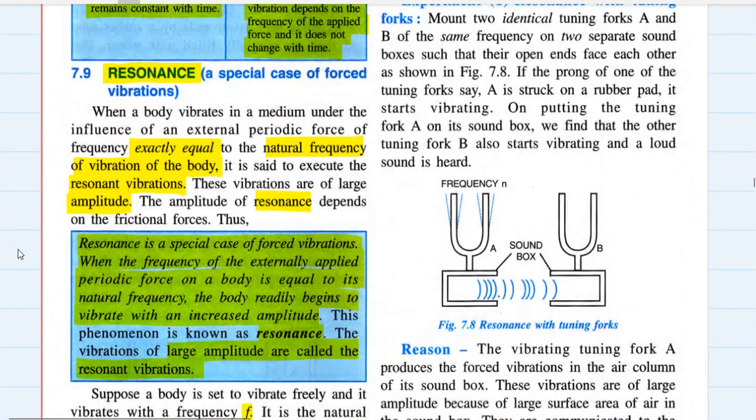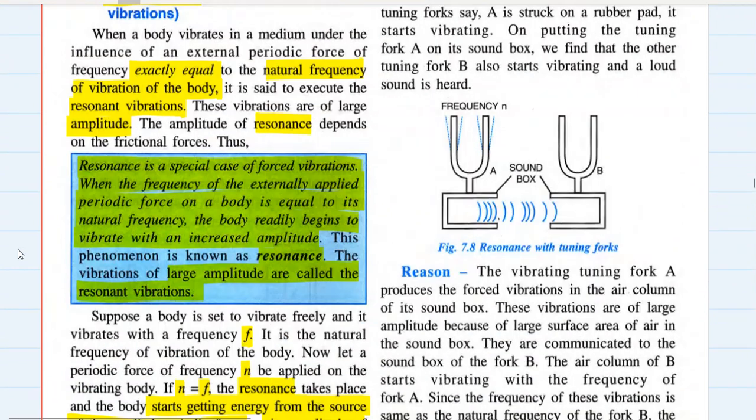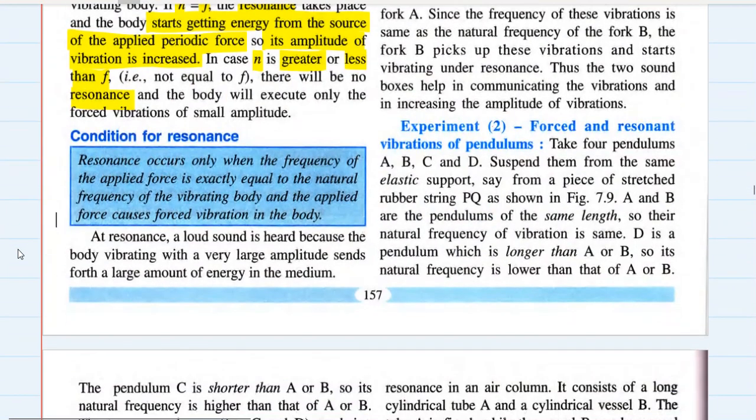तो resonance is a special case of forced vibration, जहां पे body की natural frequency forced vibration की frequency के साथ match करती है. ये हमेशा नहीं होता, ये किसी किसी case में होता है. Condition for resonance: resonance occurs only when frequency of the applied force is exactly equal to the natural frequency of the vibrating body and the applied force causes forced vibration in the body.